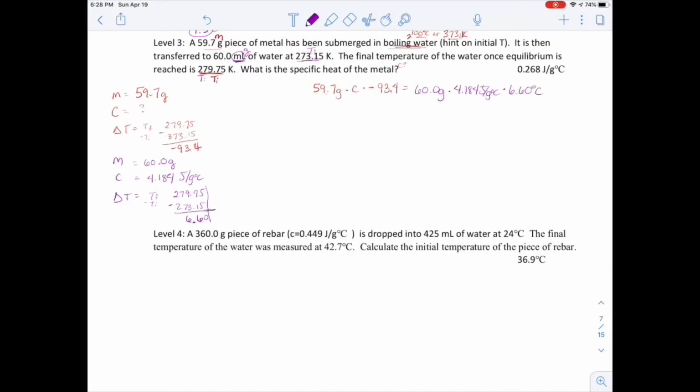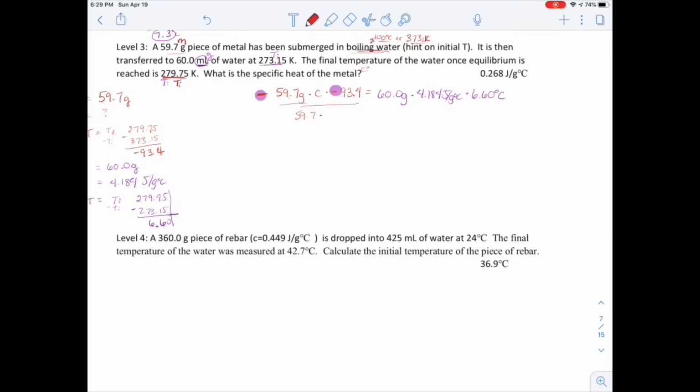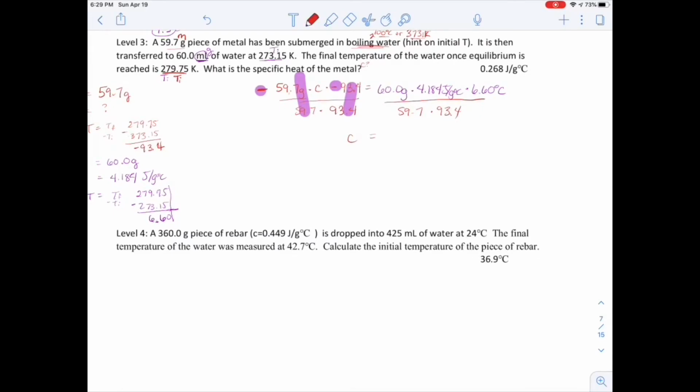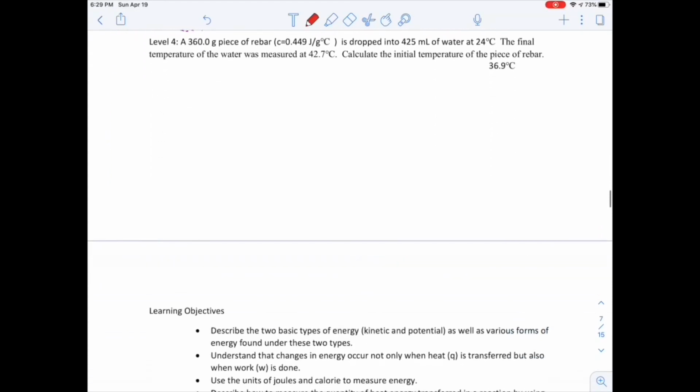I need to make sure that we divide both sides so that our red C is by itself. Notice that I forgot my negative when I started filling this out. Can't forget it. Make sure you're canceling what's the same, and I get C is equal to 0.268 joules per gram degrees Celsius. Now we're going to look at our very last example problem.